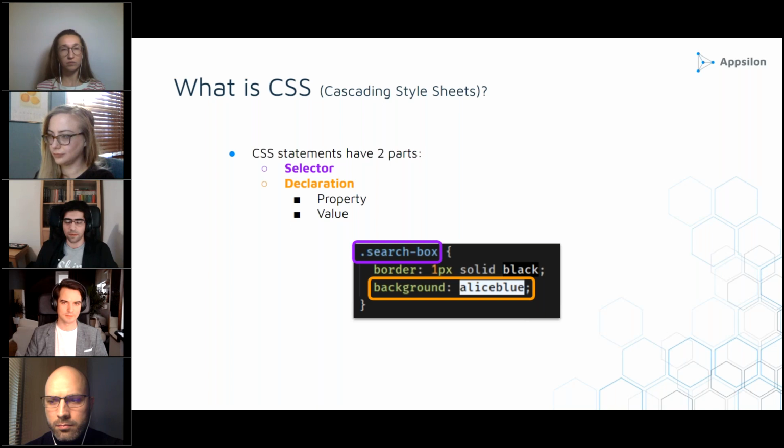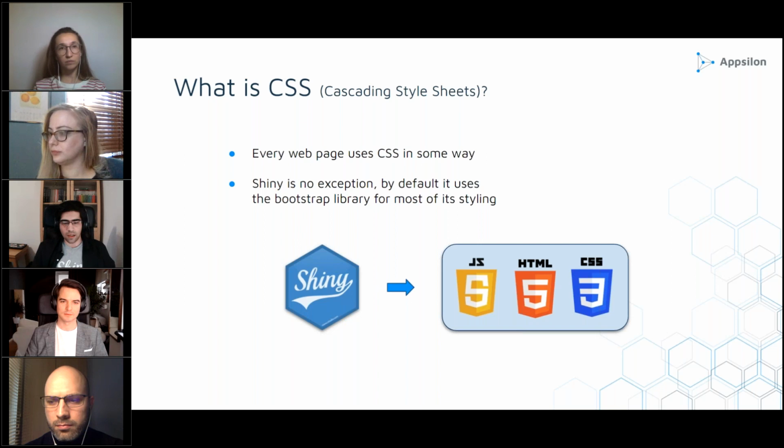So why is this really important for Shiny? The thing is, every web page right now in some way or another uses CSS, and Shiny is no exception. So even though you're programming in R and building this Shiny application, behind the scenes what's actually happening is that Shiny is generating some JavaScript, some HTML, some CSS. And the key part here is the CSS. Because some CSS is being generated, we can also add our own on top of it.